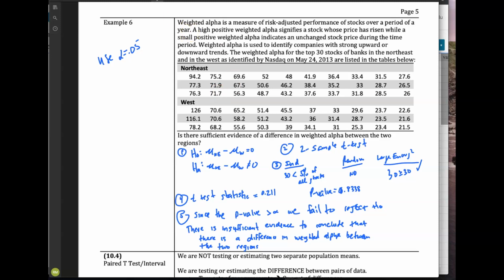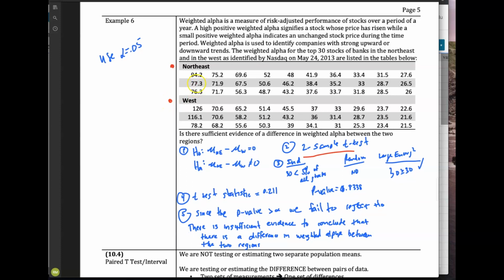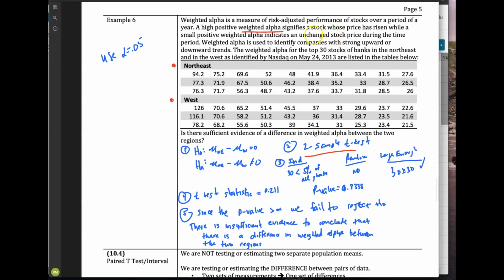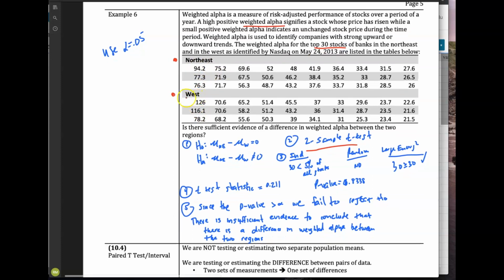We're going to take a look at another two-sample t-test. The two samples come from two groups based off of regions and their performance. This is the financial example of the performance of stocks, and it's called a weighted alpha, which again, is a technical financial term, but these values represent the weighted alpha for the top 30 stocks of banks in the Northeast, and then for the West, being able to compare from regions.